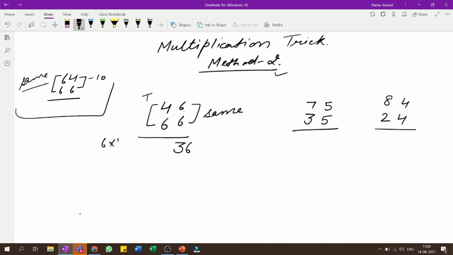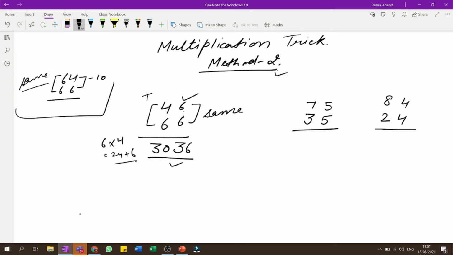And now, 6 into 4. Firstly you have to do the multiplication. 6 into 4 is 24. And then you have to add a single digit from the unit place. So 24 plus 6, 30, and this will be the answer.